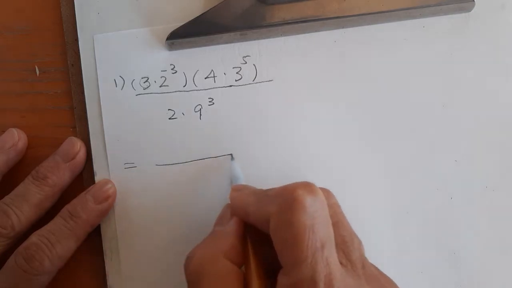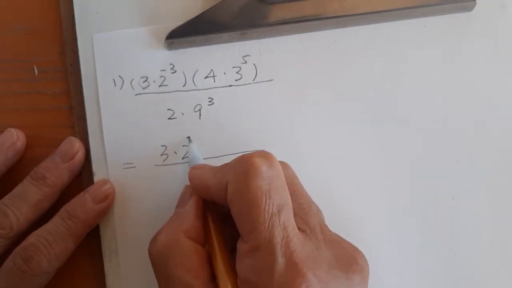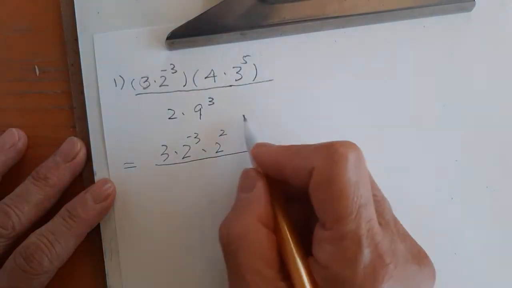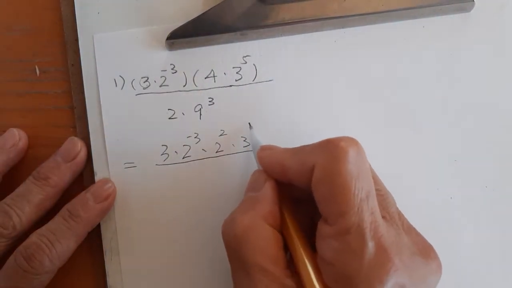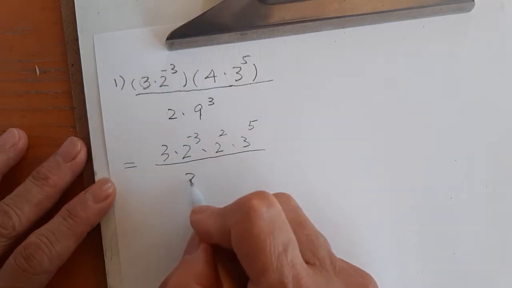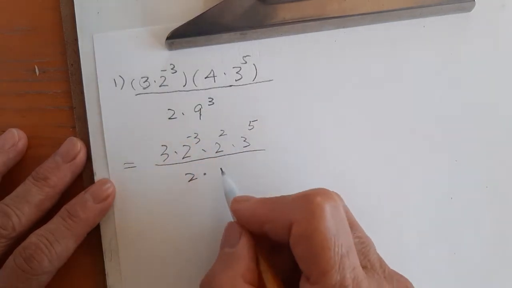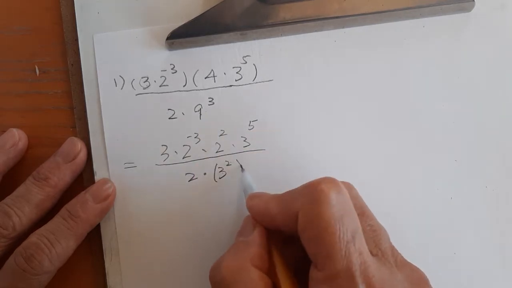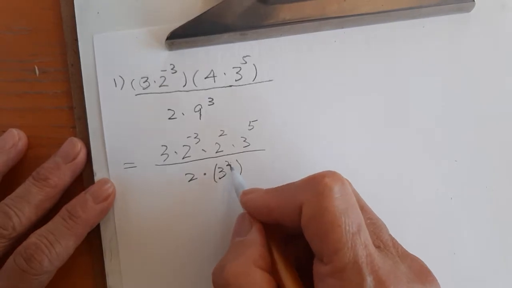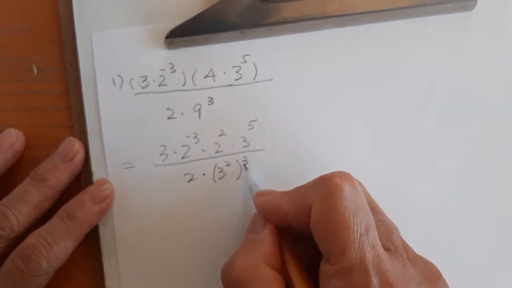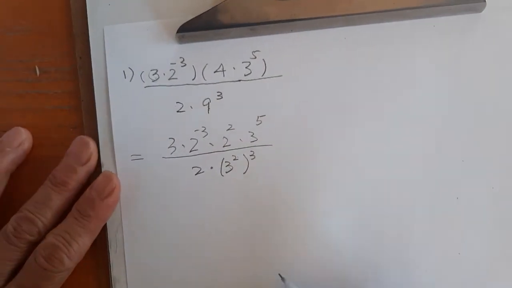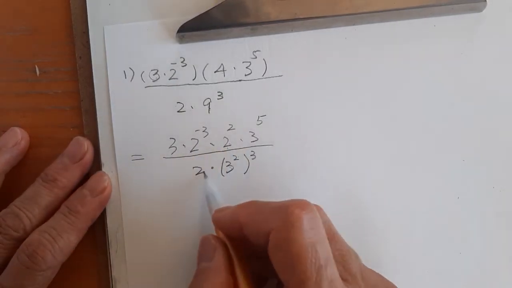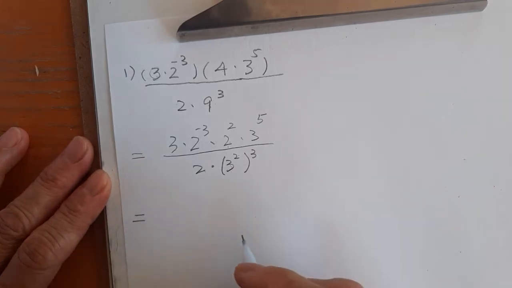So it becomes 3 times 2 to the power negative 3 times 4, which is 2 squared, 2 times 2 is 4, times 3 to the power 5. And in the denominator, 2 times 9, and 9 is 3 squared because 3 times 3 is 9. Then 9 to the power 3 becomes 3 squared to the power 3. So now we have base 3 and base 2. Then we can simplify it.